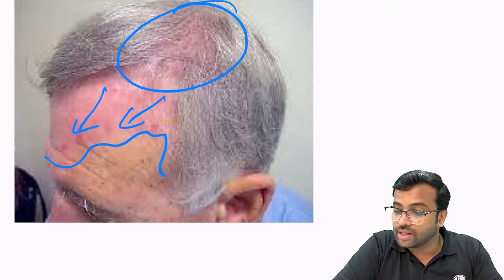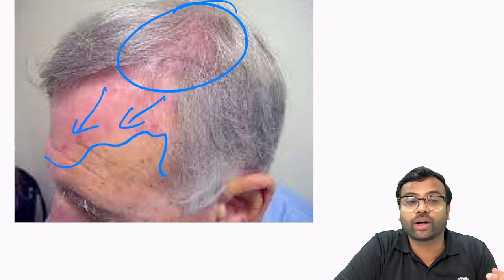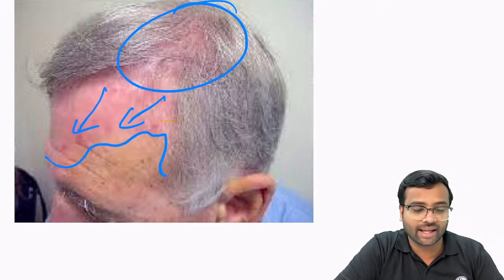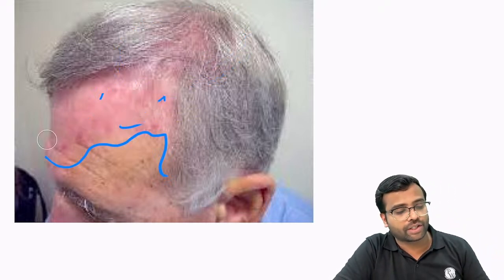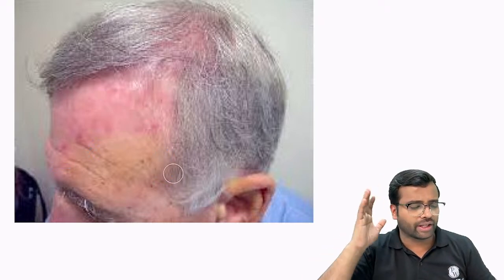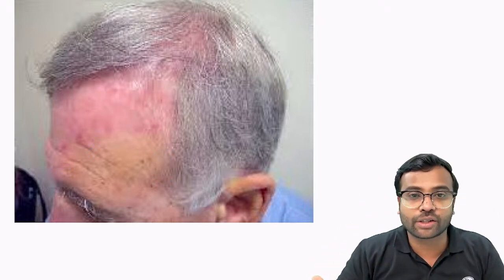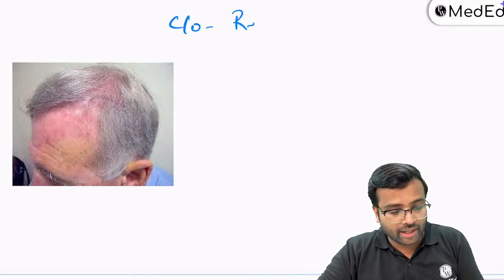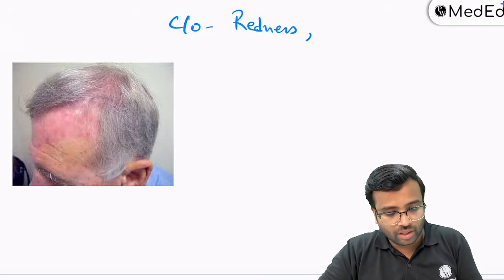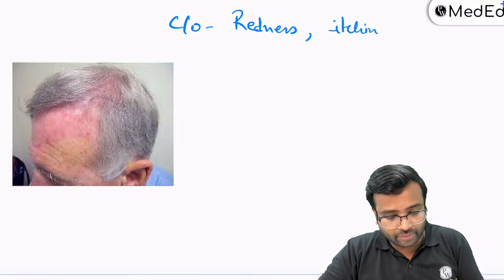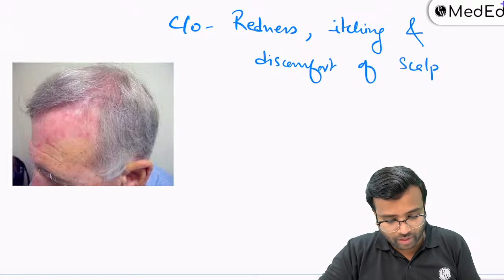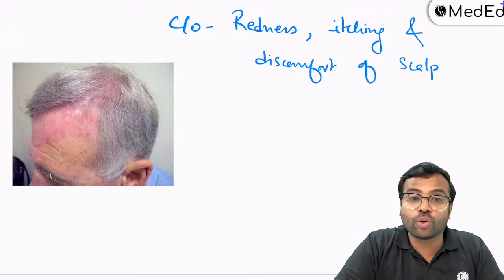Very good, Virender. So Virender is saying that he would like to suspect some allergic reaction. Excellent. So that is exactly how it is. If you're getting a patient who is complaining that I'm getting a lot of irritation, itching, and some redness of my scalp, so here the complaint would be redness, itching, and discomfort of the scalp. So in this case, what should you be thinking about?